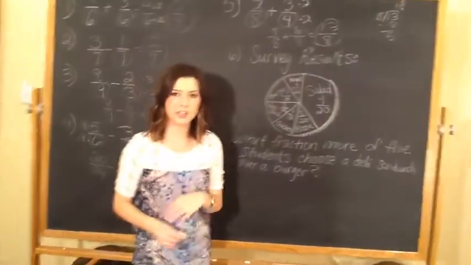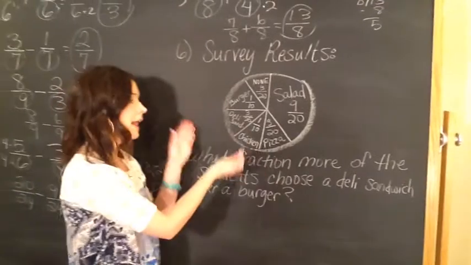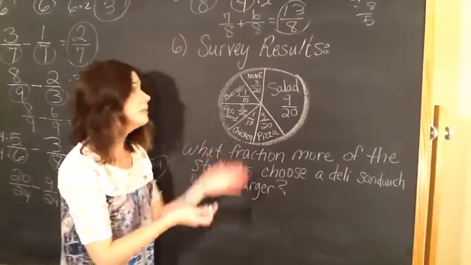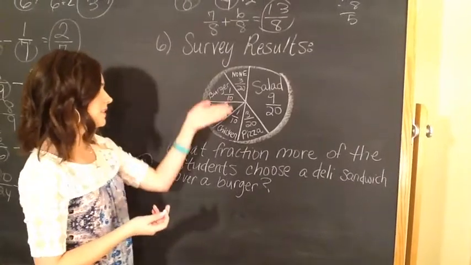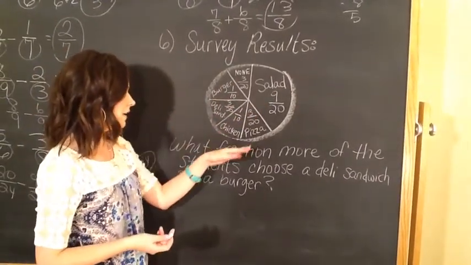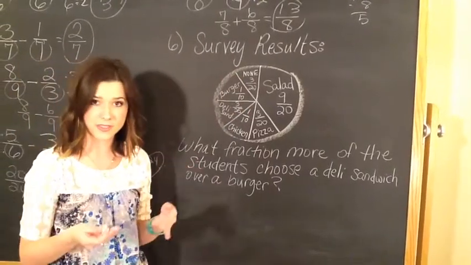Alright, let's go ahead and look at our last example. Now in this example, we are going to be reading a pie chart and using data from a survey to answer a question. Okay? So it says survey results. We have a little pie chart here, and now let's go ahead and read our question to see what part of our pie chart we are going to be focusing on.